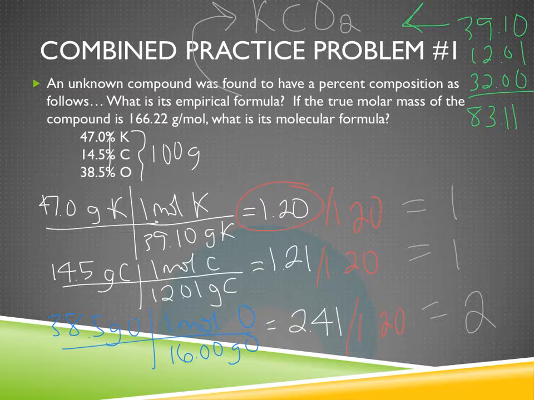Now remember, the steps were to take the actual molar mass divided by the molar mass of the empirical formula to find the integer. So 166.22 divided by 83.11 equals 2. So we need to take every subscript in our empirical formula and multiply it by 2 to get our molecular formula. So our molecular formula then is K2C2O4. And that is the end of the problem.